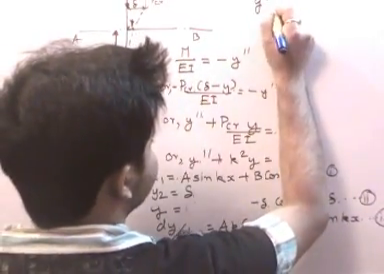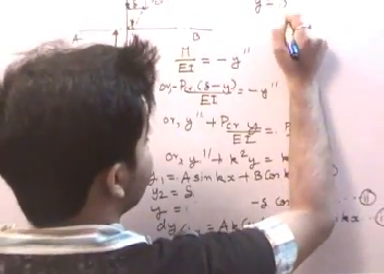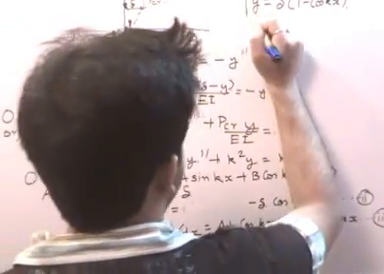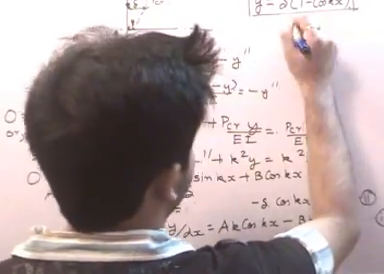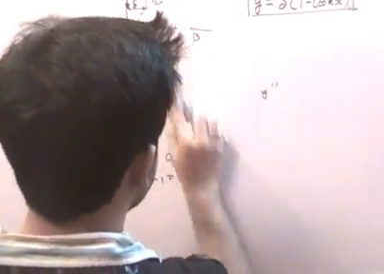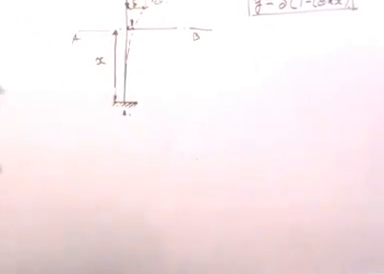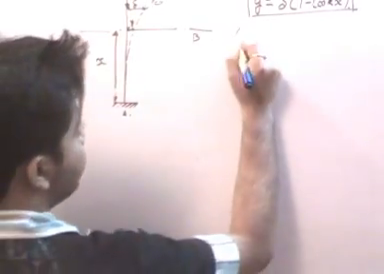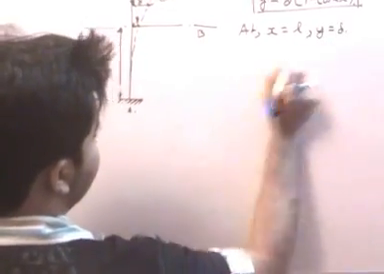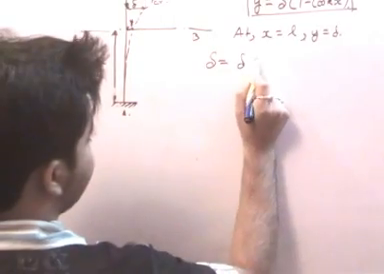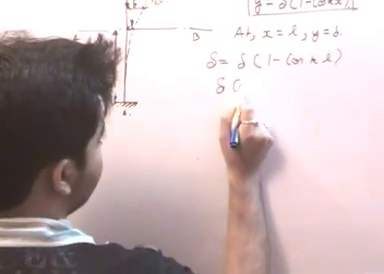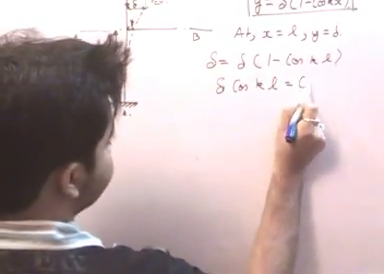So what I have is y is equal to delta times 1 minus cos kx. So this is the equation of the elastic curve with amplitude of delta. Right. Now at x is equal to L, one will have y to be equal to delta. So effectively delta is equal to delta times 1 minus cos kL, or delta cos kL is equal to 0.